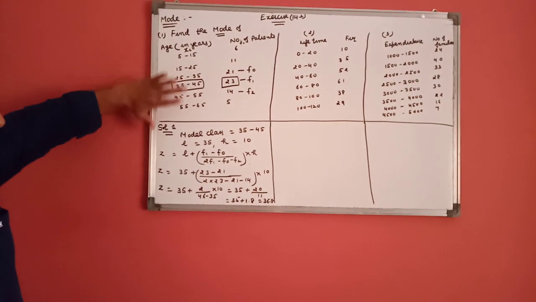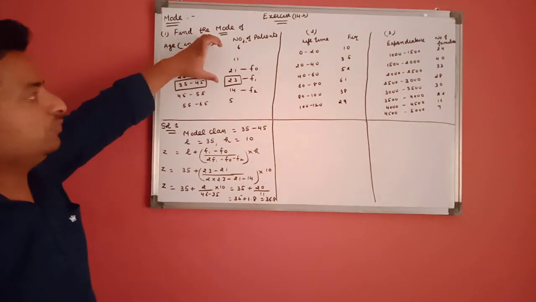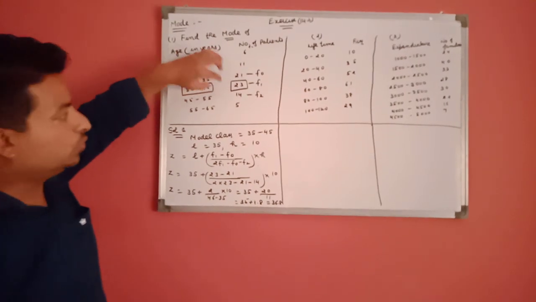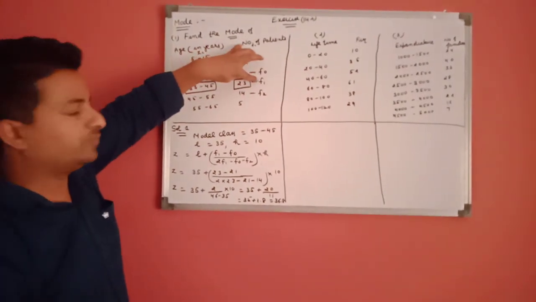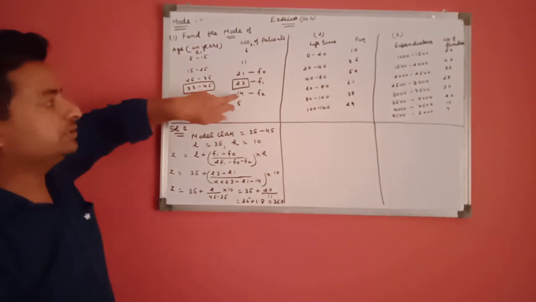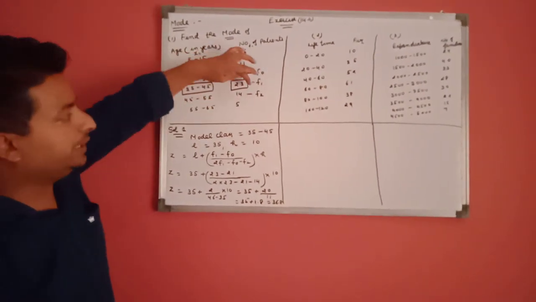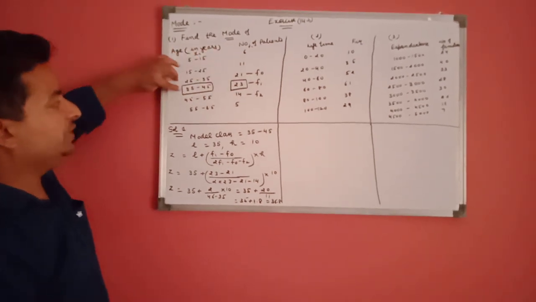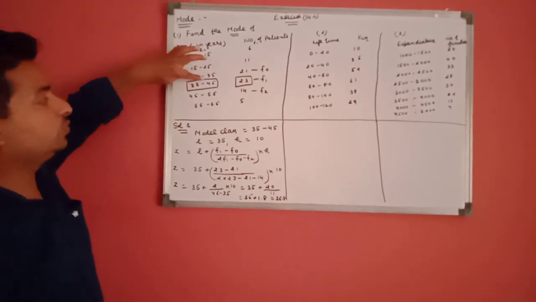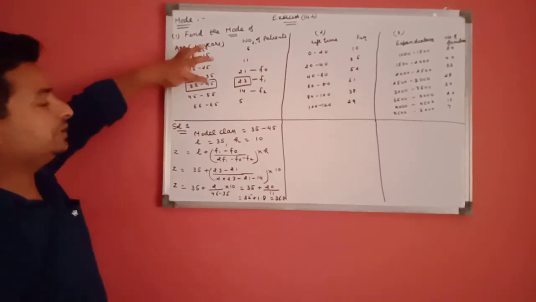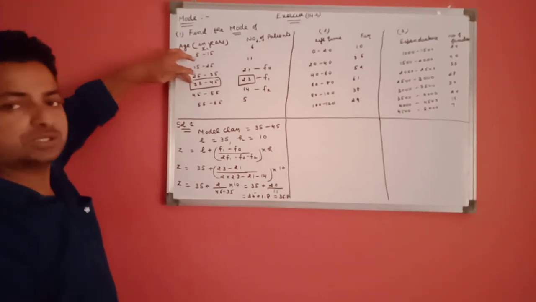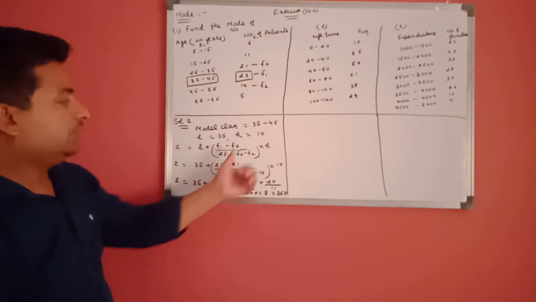This is very simple. First, we find the largest value in the frequency table. Denote this largest value as f1. Above this we find f0, and below this we find f2. At the largest value we find the modal class, that's 35 to 45. This is the lower limit. The difference between the limits is called h.